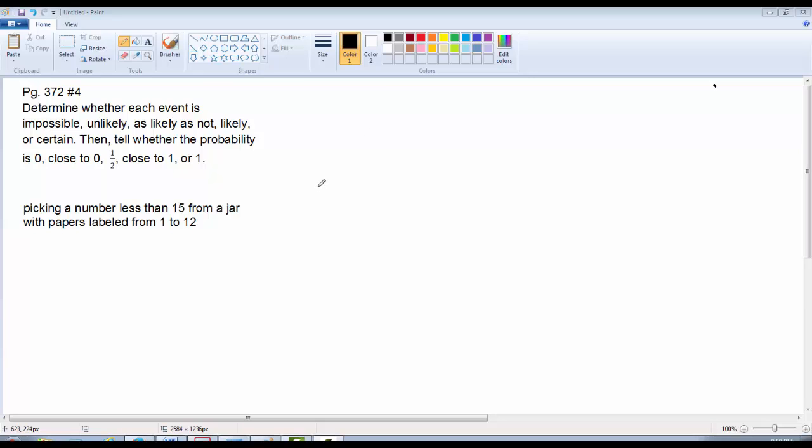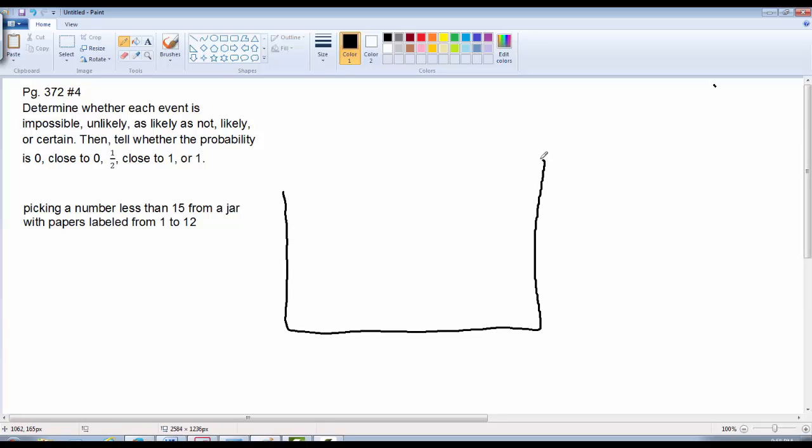Okay, so on this one, let's imagine we've got this jar. So I'm going to go ahead and draw a jar in. So let's draw a really big jar. So here's our jar. And inside this jar, we've got some numbers. And they're labeled from 1 to 12. So we got 1, 2, 3, 4, 5, 6, 7, 8, 9, 10, 11, 12. Okay, so they're all inside this jar.